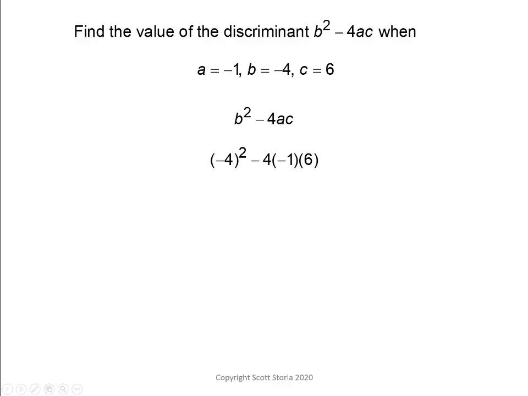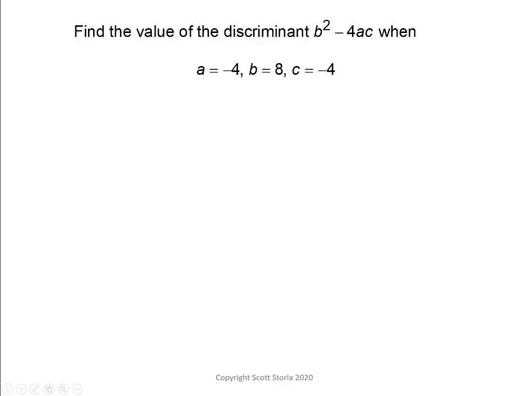Then I'll follow the order of operations. Power will be first. Next, I'll multiply left to right. 4 times -1 will be -4. -4 times +6 will be -24. And then I'm subtracting a negative value, which I like to think of as adding a positive value, and that gives me 40. So the value of my discriminant is 40.